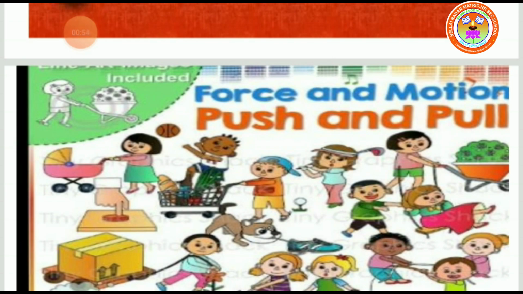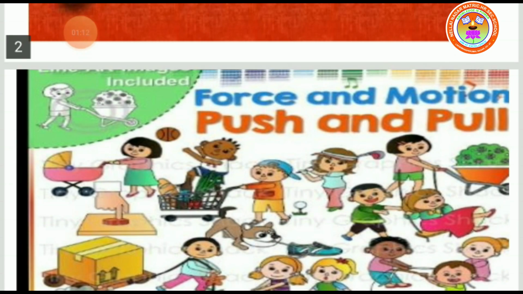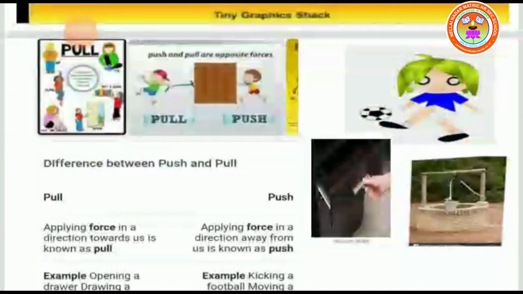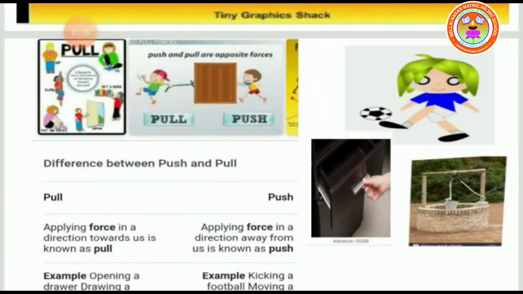What is the meaning of motion? The movement of an object is known as motion. We studied in our earlier classes that push and pull result in some motion of the object. When we open the door, kick a football, and lift our school bag, all involve motion and there is some push and pull.